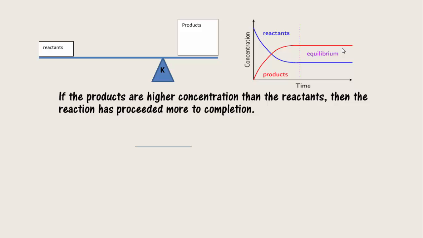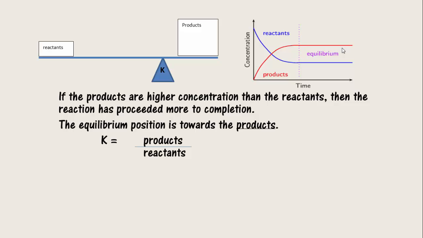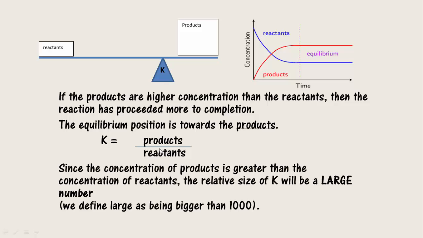If the products are in higher concentration than the reactants, then the reaction has proceeded more towards completion. The equilibrium position is going to be towards the products. We can then calculate the value of the equilibrium constant using our ratio of products to reactants. And of course, in this one, since the concentration of the products is greater than the concentration of the reactants, the relative size of K will be a large number. It makes sense.